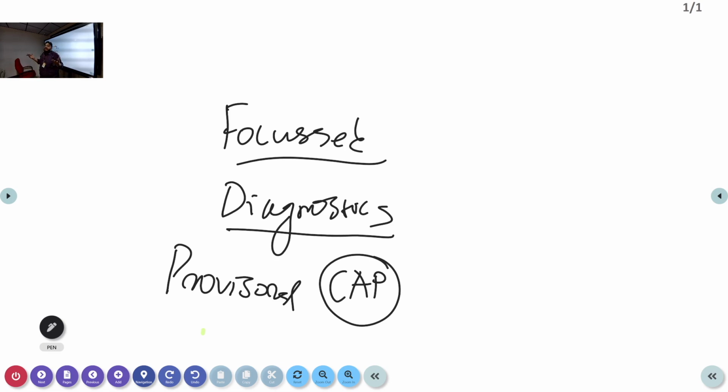Suppose the child is requiring 10 liters of oxygen. And what is the next step? If the 10 liters of oxygen fails, the child needs to be intubated. So there is no point in keeping the child in the ward. That child needs to be in the ICU.